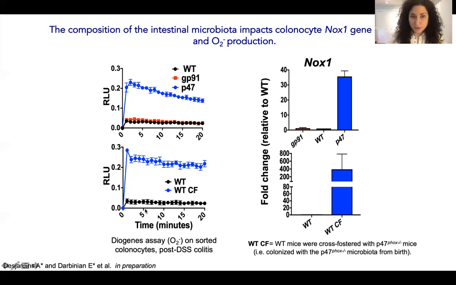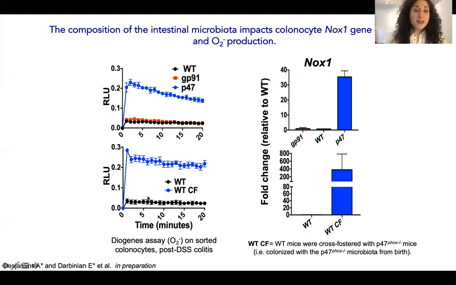As a proof of principle to demonstrate that this was highly related to the microbiota, what we did is we took wild-type mice and then another group of wild-type mice, which at birth were cross-fostered with P47 knockout mice. And when you cross-foster mice, they acquire the microbiome of the fostering mother. And in this case, the wild-type mice truly were colonized soon after birth with the P47 knockout microbiota. And we've proven that this colonization was effective by sequencing analysis of the microbiome.